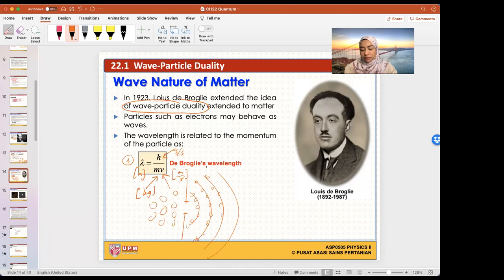Ya Allah, kenapa gatal hidung saya ini? The mass times velocity, and h divided by that gives you lambda, the de Broglie wavelength. So, the de Broglie wavelength ni nama ya. Nama. So, when the question asks you, find out what is the de Broglie wavelength for this situation, use this equation. Dia dah kasi hint terang-terang dah. When you have something that has mass, it has speed, use the de Broglie equation to find out the wavelength.